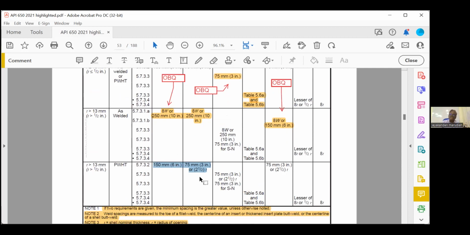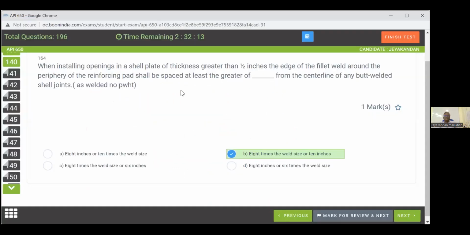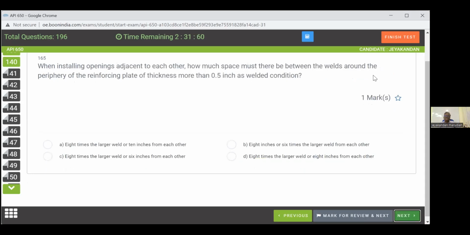Yeah, the question must be read properly. I told you, but unfortunately, they will ask only one question, or sometimes maximum 2 questions, of this type, referring to the table. First, you have to read the question properly. The question will have all the information. They give greater than half an inch, and they have also given that no PWST from the pad to any butt weld. Okay, this much explanation is enough. Yes, next.